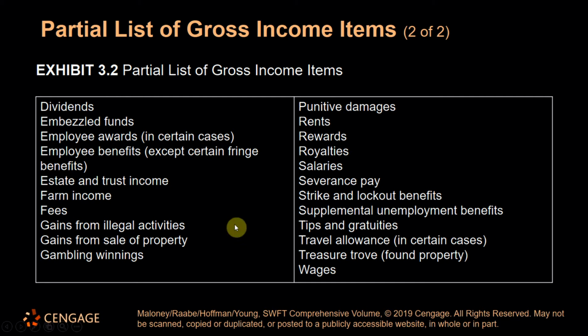And gambling winnings, of course, are included in income. Gambling losses are not deductible, but they are useful to the extent they can be netted against winnings. So if you had a net loss in gambling for the year, that loss is not deductible, but it could be used to offset any winnings.